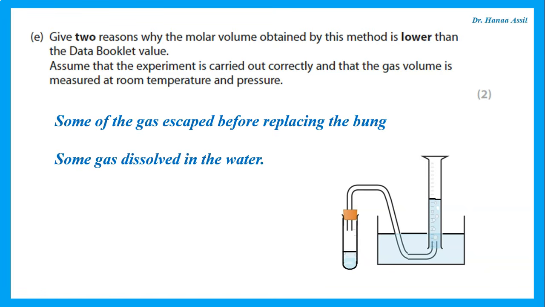Well, some of the gas escaped before replacing the bung. So the volume of gas that we collect is not the correct volume. Besides, we're talking about carbon dioxide gas, and actually carbon dioxide gas is soluble in water, so it shouldn't be collected over water. So this would be one of the sources of error.